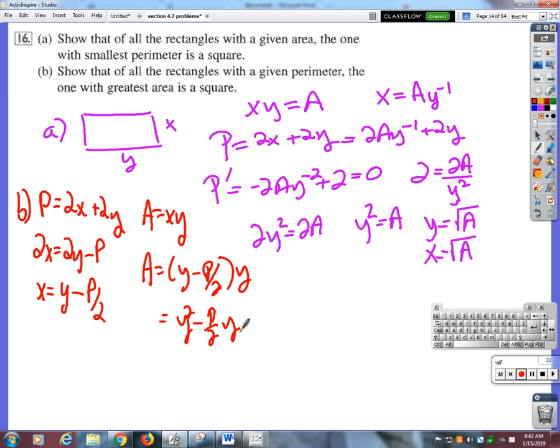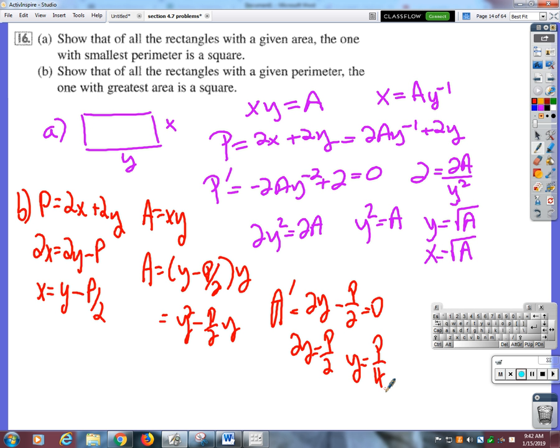Okay, yep, take the derivative. Derivative of y squared is, of course, 2y. And then the derivative of minus p over 2y is negative p over 2. Set that equal to 0. So 2y equals p over 2. So y is equal to the perimeter divided by 4.